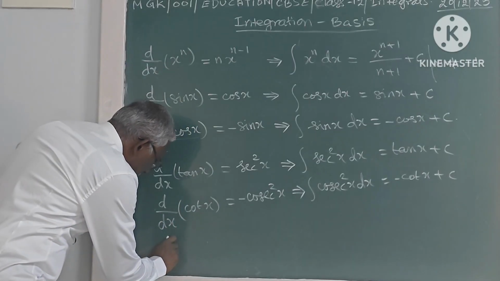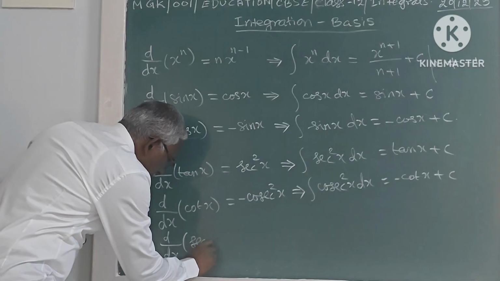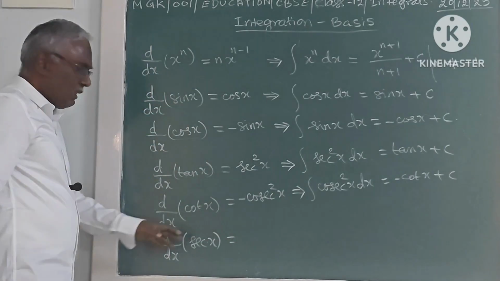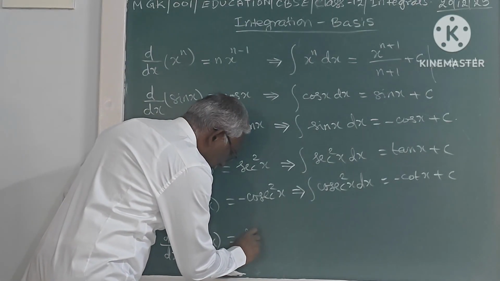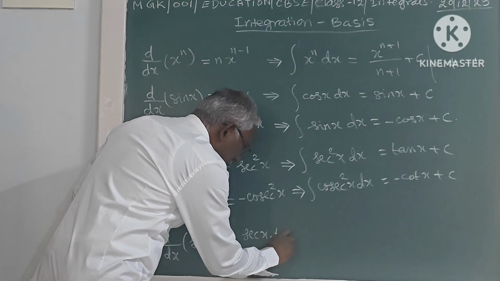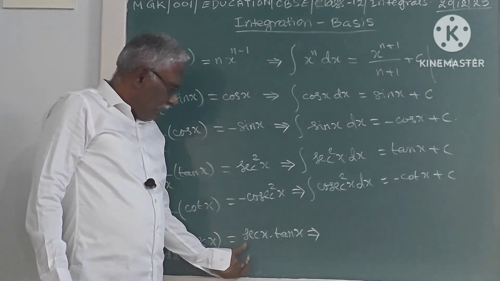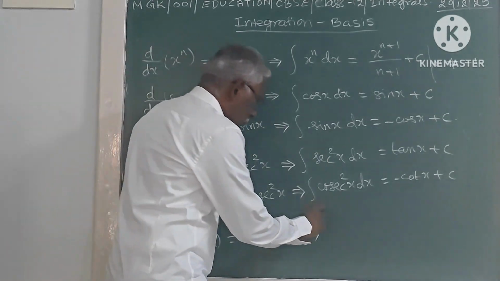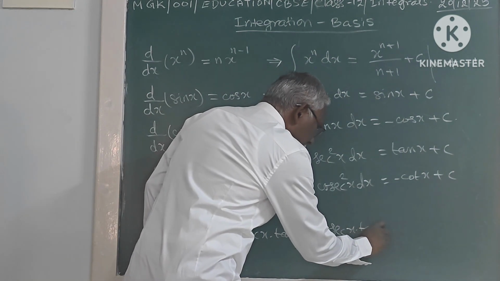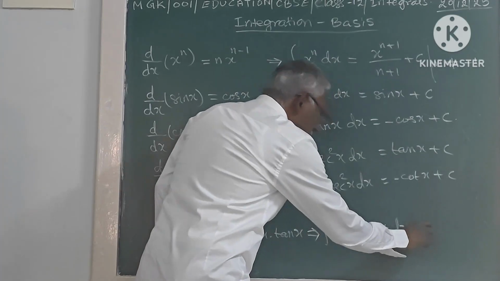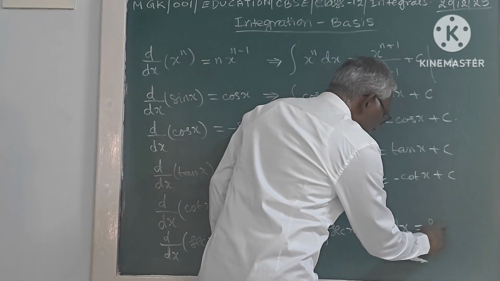If we differentiate secant x, what will come? Secant x tan x. So secant x into tan x. That means if we integrate secant x tan x, what will we be getting? Secant x plus constant.